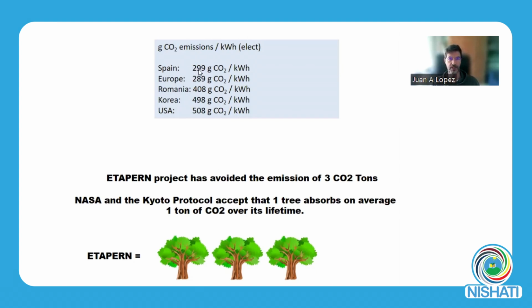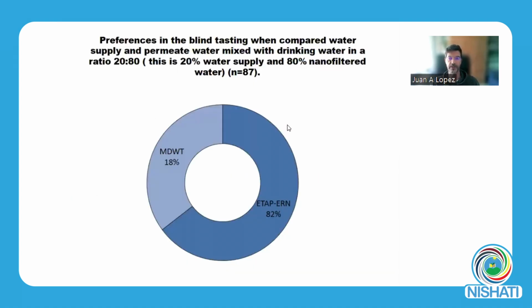And you can see here the CO2 emissions per country: in Spain, sorry, this is not 299. I have checked today. It's 246 grams of CO2. We have a very important renewable energy contribution in Spain. Then Europe, Romania, Korea, and US.